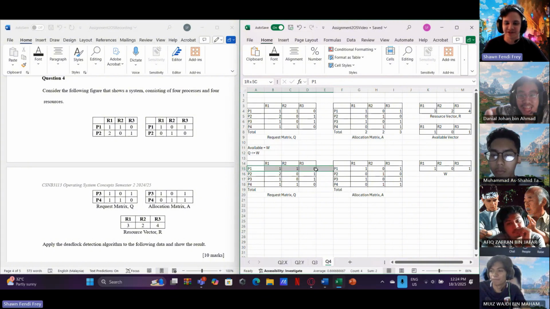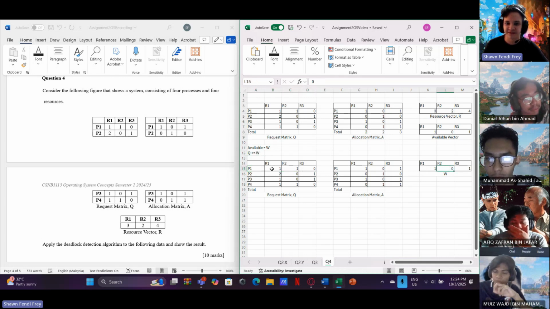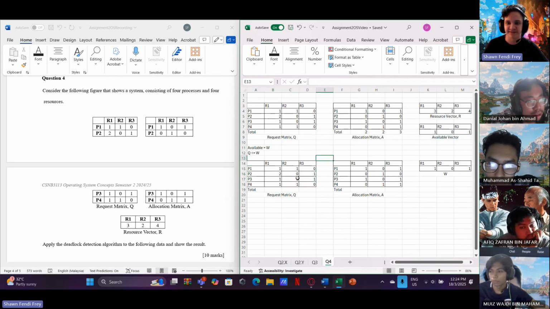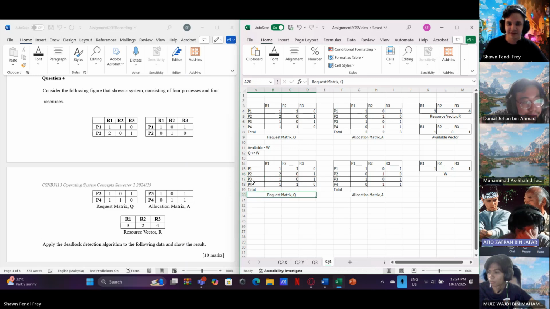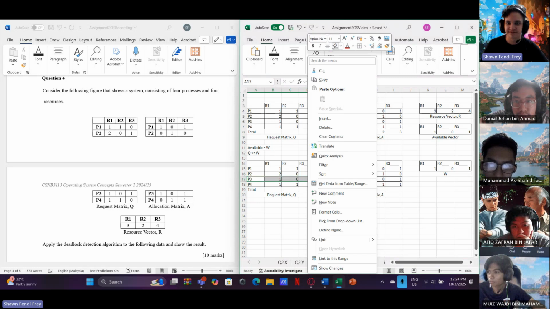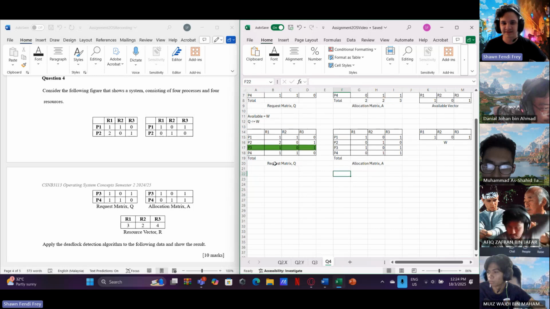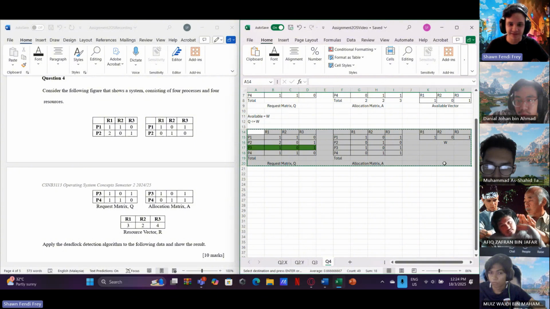Okay, so in the request matrix, it has to be less than or equal to W. Which one of these processes is less than or just the same as W? R1 is 110, 201, and P3 is 0 0 1. Yes, P3. So P3 is going to go first, and then in the next W. That's the only thing you need to keep note of.